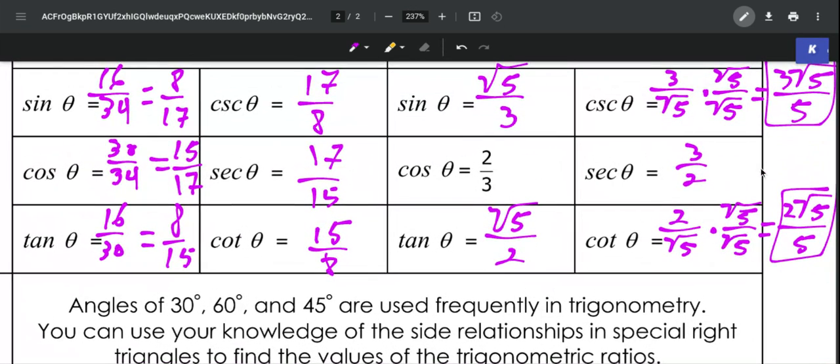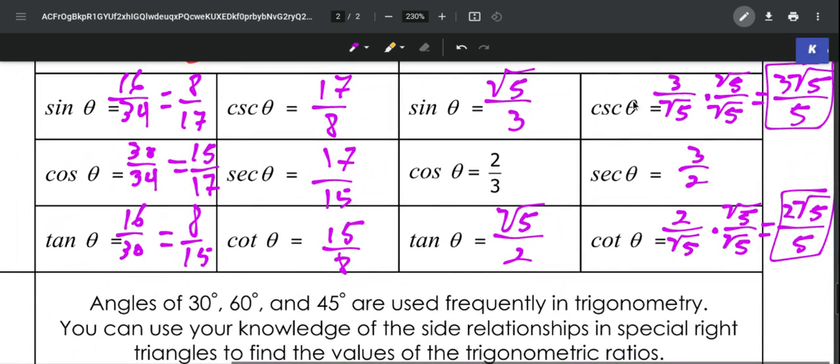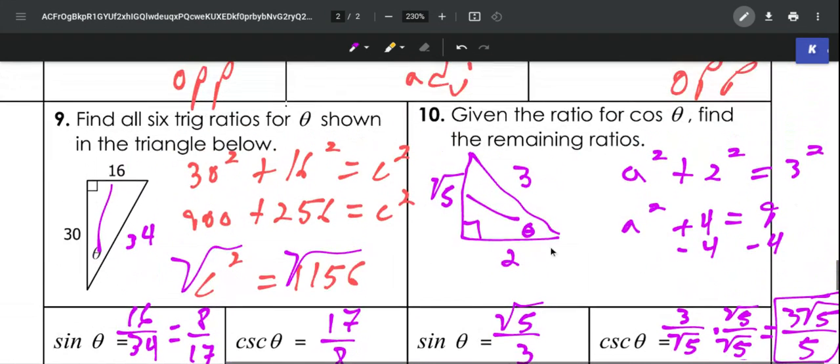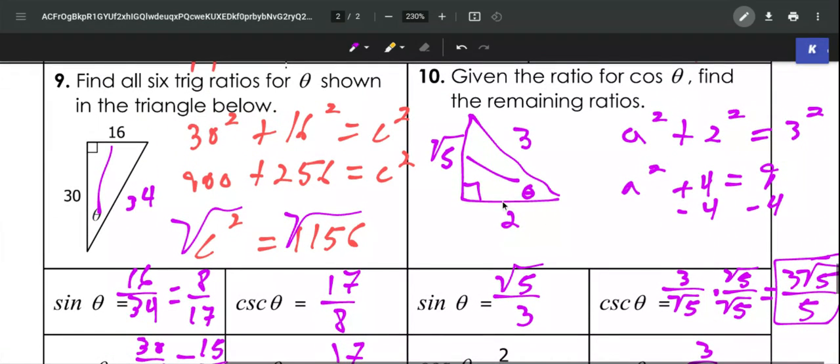But those shouldn't be too bad either. The only weird part is, like I said, when you get a radical on the bottom. And they didn't actually give us a triangle. They just gave us what cosine is. But you can use your trig functions to make your own triangle and get your adjacent, opposite, or hypotenuse, or whatever leg you want, you can do that.